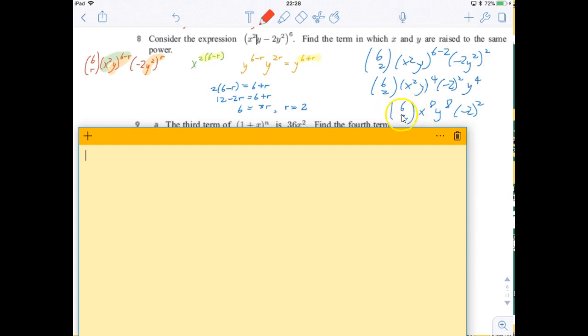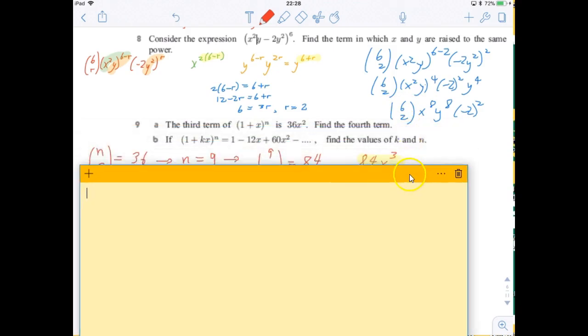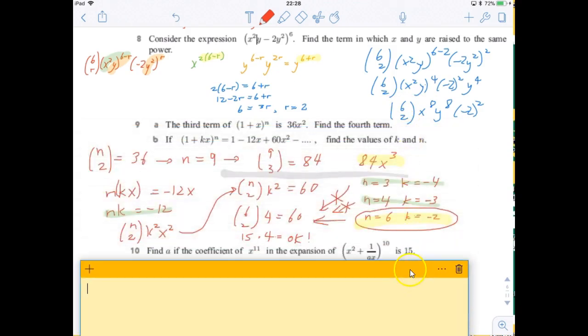So I have the Pascal's triangle coefficient, 6 choose 2. If I multiply that times 4, that would give me the coefficient. Since it asks for the term, we would want the coefficient times x to the 8th y to the 8th. We would want the whole term. You could do that with your calculator, or you could do it by hand. But on the test, if they asked you that, you would definitely go to the end.